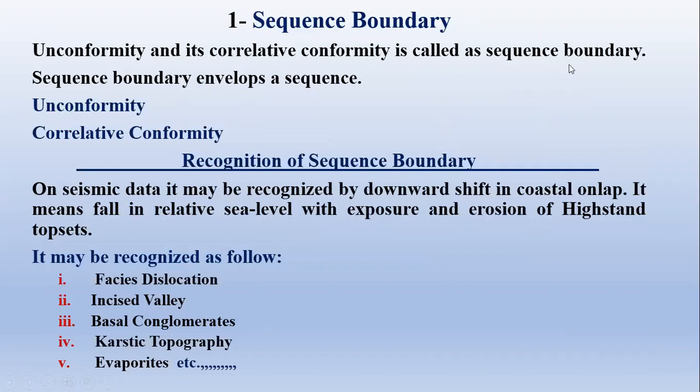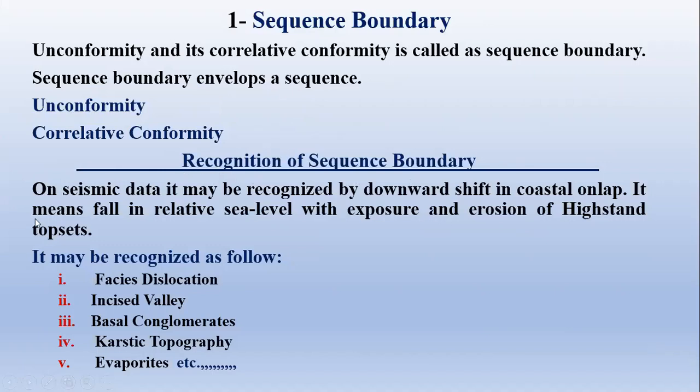Unconformity and its correlative conformity is called a sequence boundary. A sequence boundary envelops a sequence, or it borders a sequence. At the base as well as at the top of a sequence, a sequence boundary forms. We discussed what is unconformity and what is correlative conformity. So any unconformity and its correlative conformity together is called a sequence boundary. They act as a border for a sequence. They cover a sequence at the top as well as at its base.